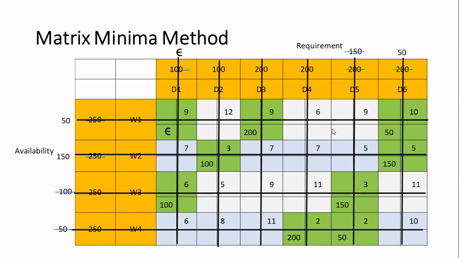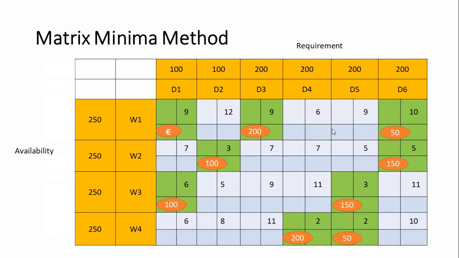If you write this neatly in the next matrix, we'll be able to see these allotments. I have circled these particular allotments. That means from W1 to D1, epsilon units are transported. From W1 to D3, 200 units are transported. W1 to D6, 50 units are transported. And the cost of transportation per unit is also known.